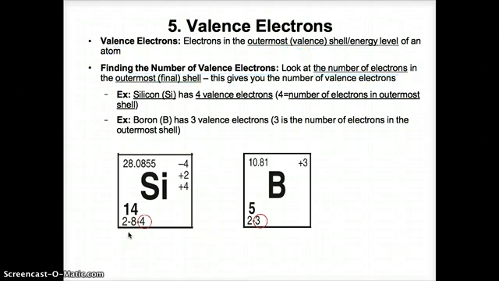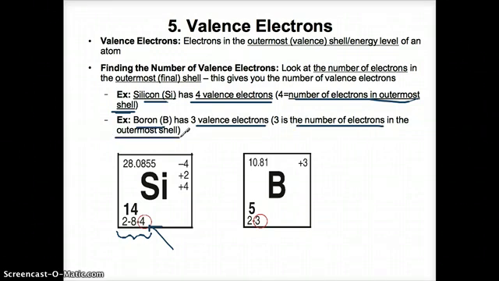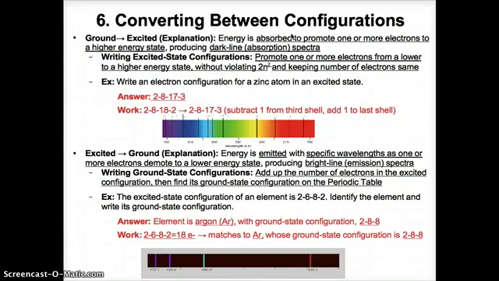So let's look at the Bohr ground state configuration for silicon, which is 2-8-4. Since the last number in this configuration is 4, we know that silicon will have 4 valence electrons because, again, 4 represents the number of electrons in the outermost or final shell of a neutral atom of silicon. Boron obviously has 3 valence electrons, so 3 is the number of electrons in the outermost shell of a boron atom. Now let's discuss how to convert between ground and excited state configurations.